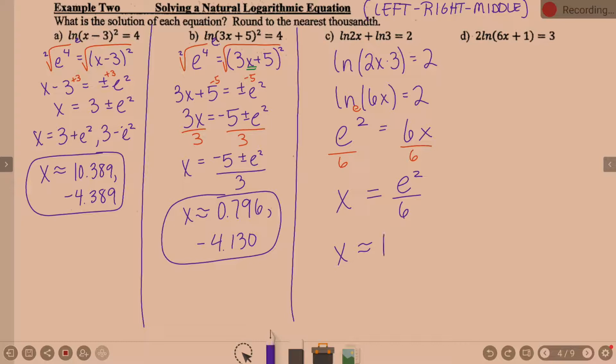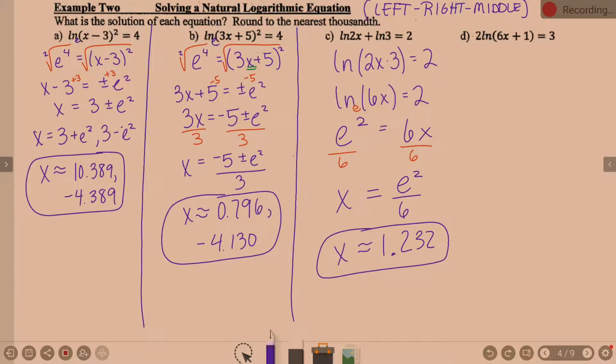What'd you guys get? 1.232? Yeah. Comes up 1.231. The digit after the 1 is a 5. 5 and up always tells us to round that previous digit up. So approximately 1.232. And again, it works here, and there's only one answer because there's no square root here.